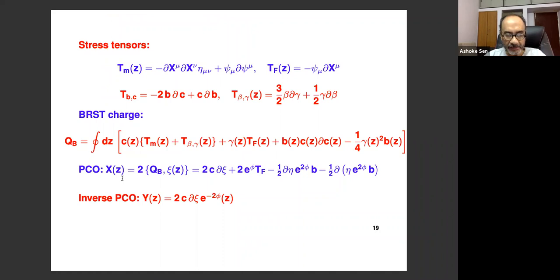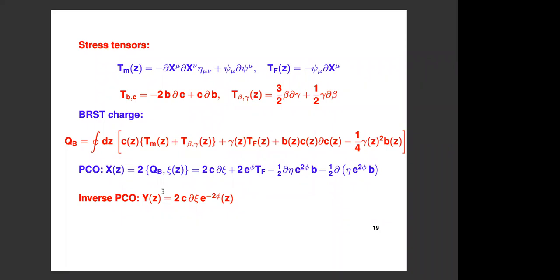And finally, these are two important operators, the picture changing operator, which is given here, and the inverse picture changing operator. Normally we don't use it, but we will see that it plays a useful role for this particular problem. In fact, it simplifies things a lot for open string field theory, which is given here. And it's called inverse picture changing operator because one of the properties is that if you take the product of Y with X, then it's a non-singular operator product and it just gives you 1. So Y of z times X of z is just 1. That's why it's called inverse picture changing operator.